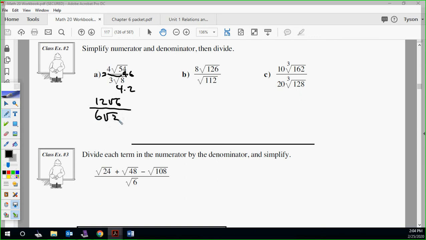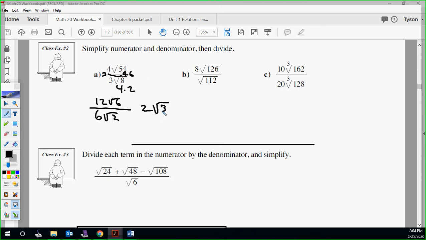And see, now I can divide this now. 12 divided by 6 is 2. Root 6 over root 2 is root 3. So 2 root 3 is where we get with that one. So we simplified first to get something that possibly could divide better.